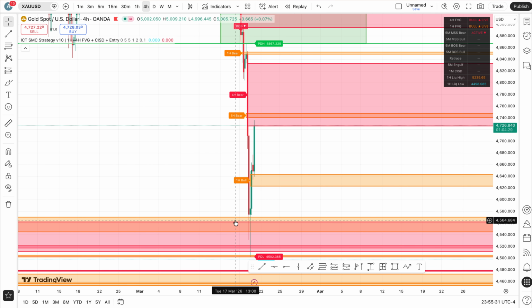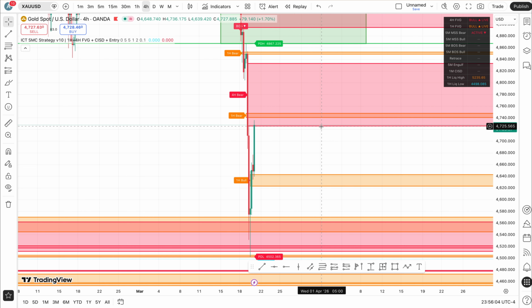So older imbalances often act as strong reaction zones, especially when they align with psychological levels. This 4 hour, 1 hour overlapped almost with 4,500, which is where the market actually reacted from. That being said, the reaction from this level suggests buyers are stepping in, or at least sellers are taking profit. So if price starts retracing, the new 4-hour SiBi above becomes a key resistance zone, which it has tapped right now.